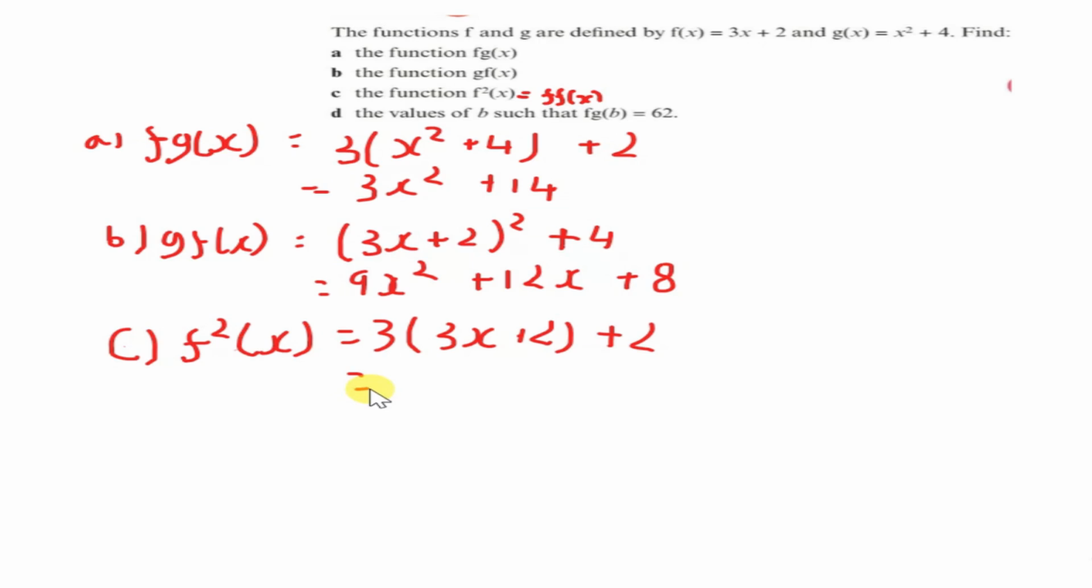Right, so expanding that, we say 3 times 3x is 9x, 3 times 2 is 6, and then we've got to add the 2 at the end, so that's just plus 8.